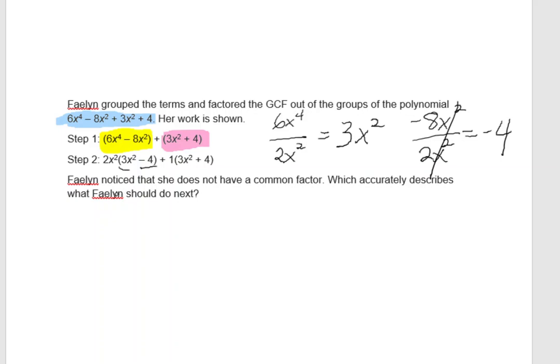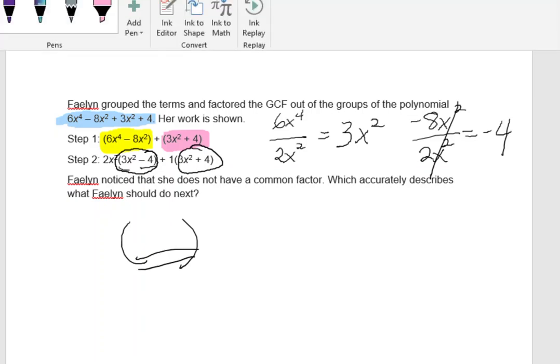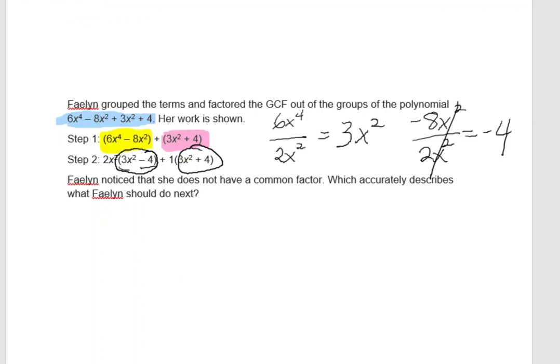But she noticed that she does not have a common factor, which, remember, what's left inside the parentheses has to be the same, because that represents one of your factors, and it has to be the same in both of them. If it's not the same, then she should label this as a prime polynomial.